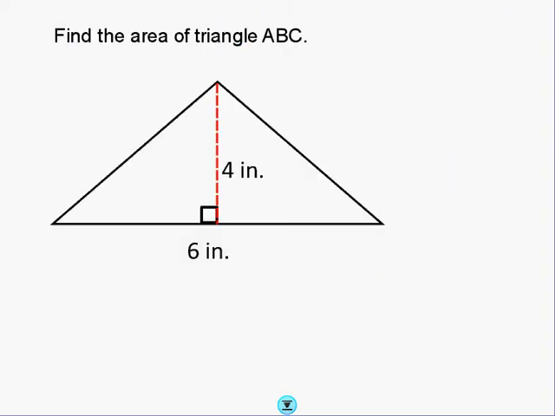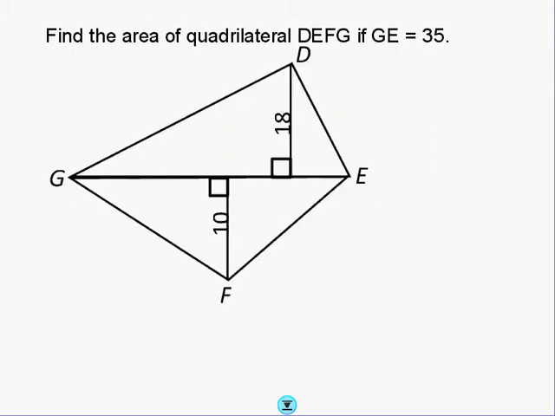Okay, let's do an example. Find the area of the triangle. Well, the area is 1/2 base times height. In this situation, the base is clearly 6 inches. The height is clearly 4 inches. The area is clearly 12 inches squared. Okay, this problem looks slightly more confusing. We don't have a formula for the area of a general quadrilateral. However, I hope you'll notice that I don't simply have a quadrilateral here. I have two triangles.